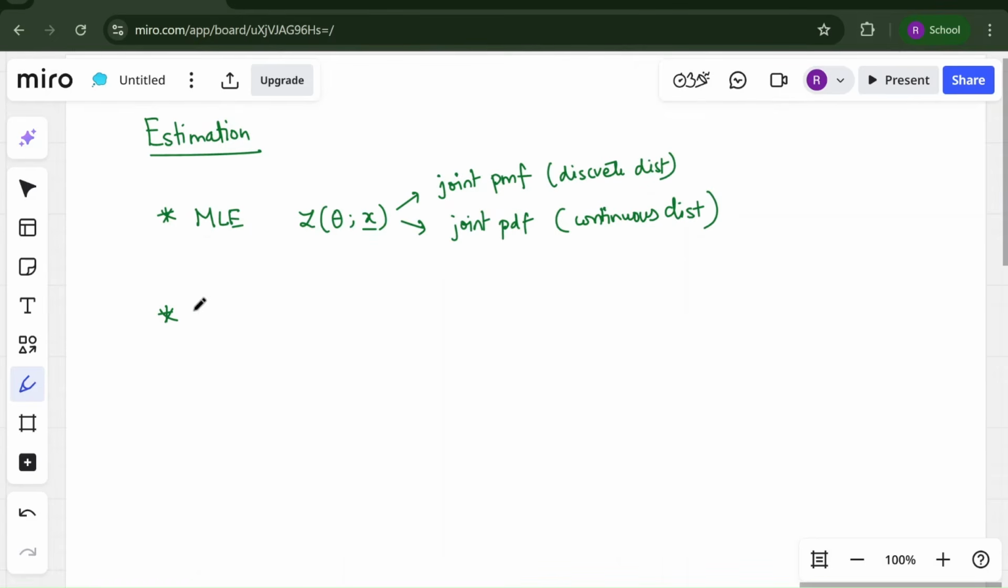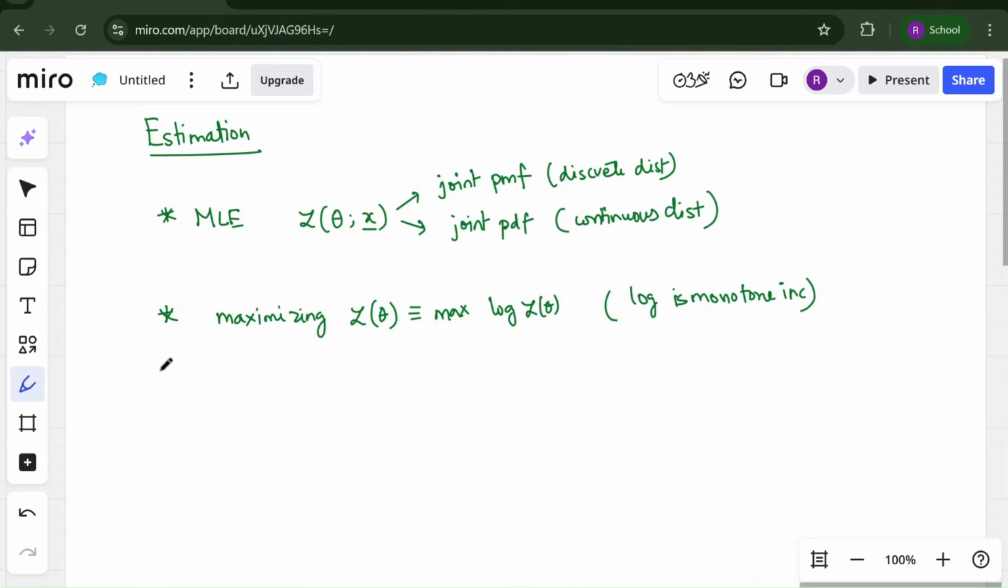Second thing is that whenever you want to maximize the likelihood, maximizing L theta is the same as maximizing the log of L theta, right? So most of the time you maximize the log of L theta. Why are they the same? Because log is monotone increasing.